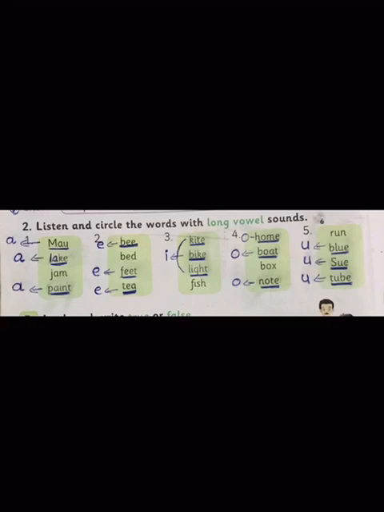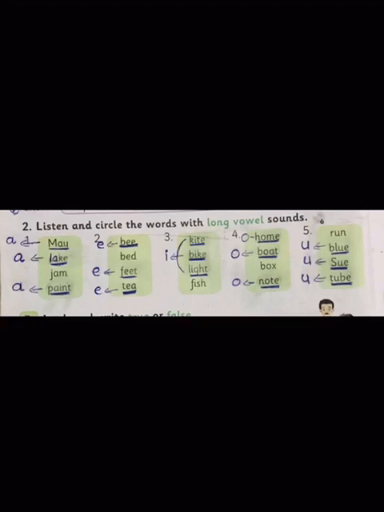K, I, T, E, kite. B, I, K, E, bike. L, I, G, H, T, light. These first three words have long vowel sound, which is I. The last one is fish. F, I, S, H, fish. This word does not have a long vowel sound.